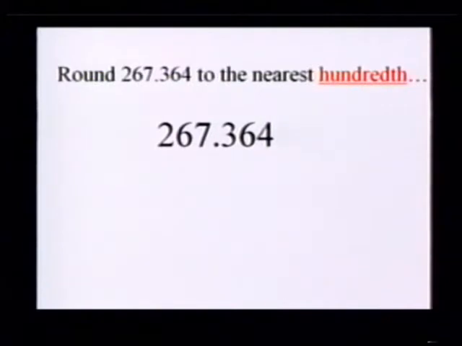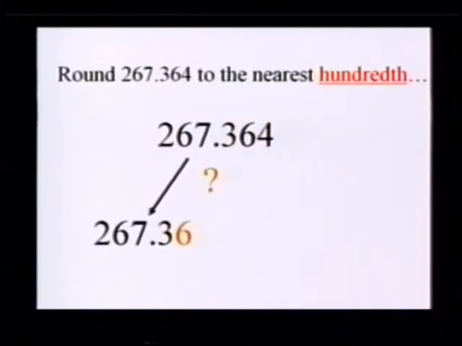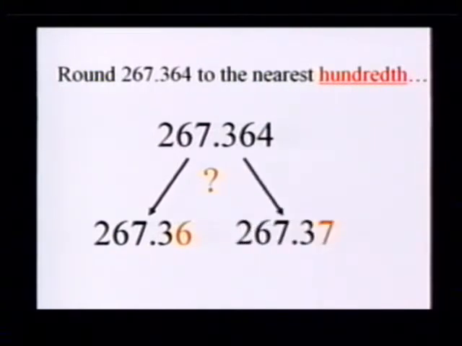In this case, we're going to round to the nearest hundredth. Now, you have to know your digits. There's the hundredth digit. That means everything after it can be a 0 or basically can be dropped. So we're looking at either 267.36 or 267.37.